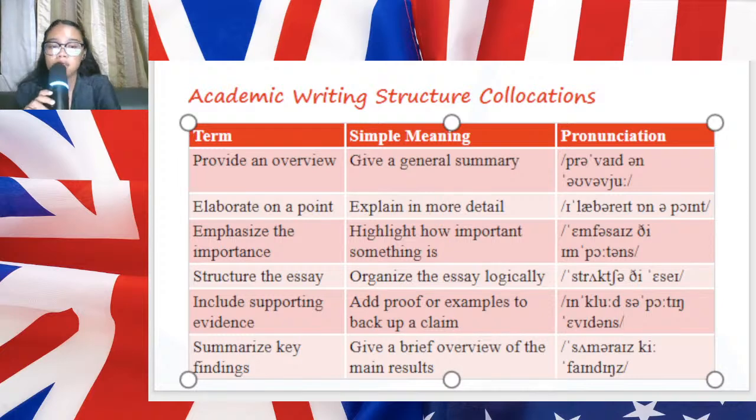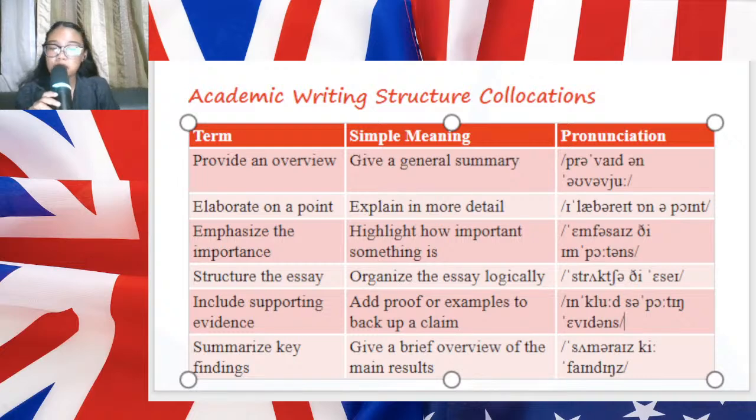Fifth collocation, include supporting evidence. Again, include supporting evidence, meaning add proof or examples to back up a claim. So we try to support evidence, provide an evidence because it is essential for credibility and persuasiveness. Okay, it highlights the importance of not just stating opinions but grounding them in reliable sources or clear examples.